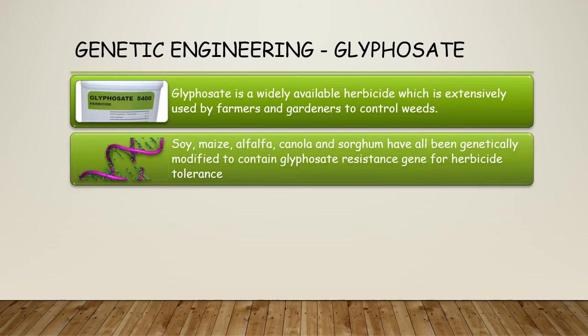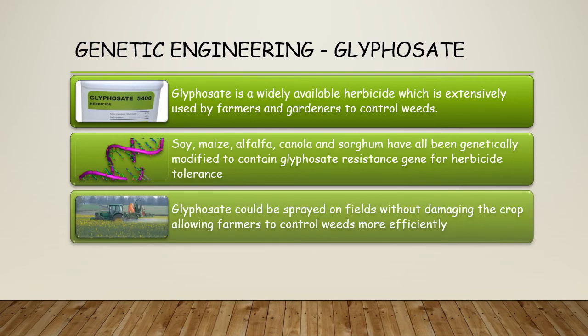What people have been able to do is take a resistance to that herbicide, glyphosate, take that gene and insert it into things like soy, maize, alfalfa, canola, and sorghum. So they then have a resistance to that herbicide, so they will not die when they are sprayed with glyphosate. That then gives an advantage because the farmer can spray their fields without damaging the crop, allowing farmers to get rid of the weeds without harming their crop.